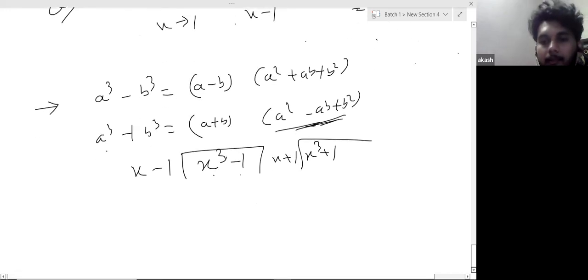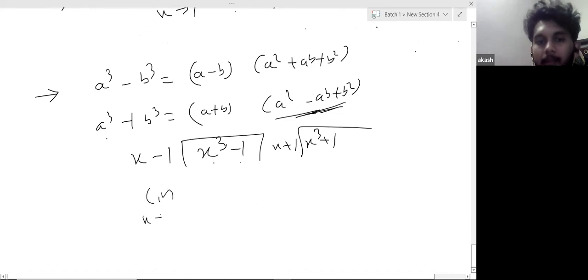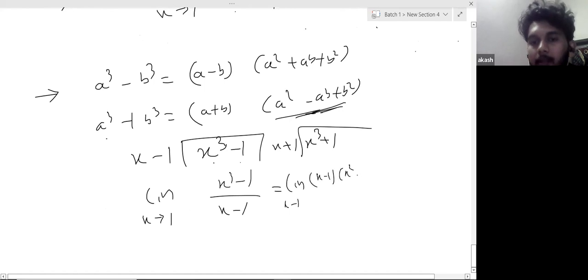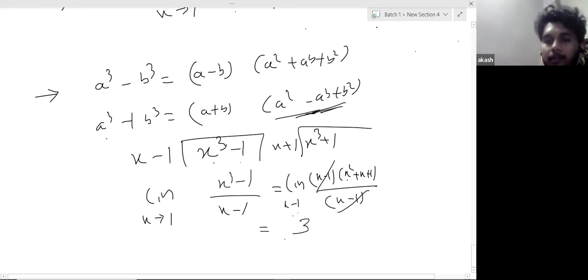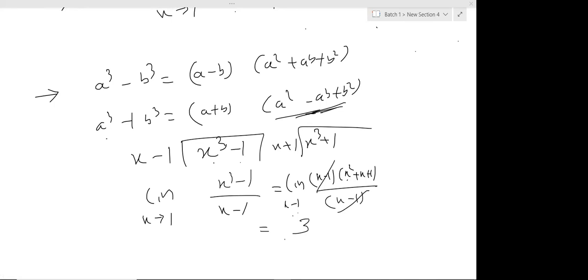Okay, let's see the answer. So we have limit x tends to 1, x cube minus 1 divided by x minus 1. So x cube minus 1 is x minus 1 into x square plus x plus 1, whole divided by x minus 1. This is cancelled. Putting the value of x equals to 1, so 1 plus 1, 2 plus 1, 3. All right, absolutely. Gautam, this is clear? Yes, sir. Arsalan, Abdul.